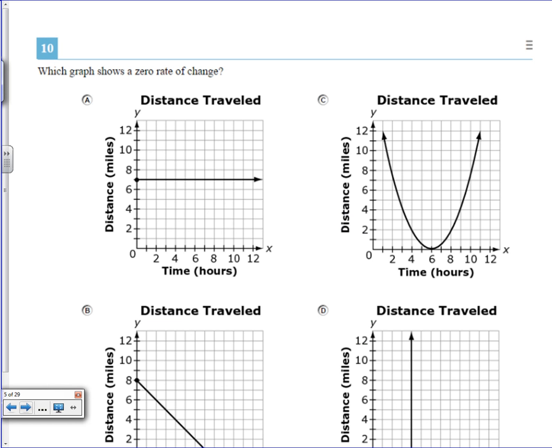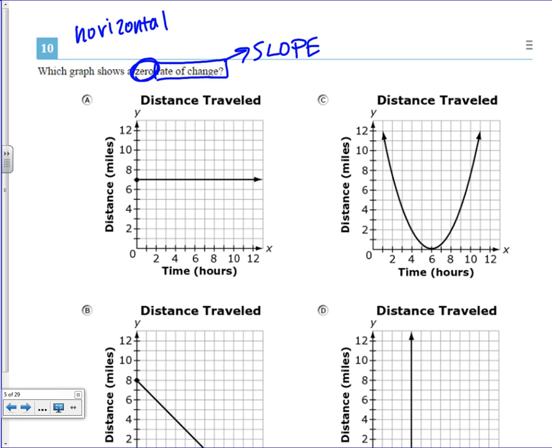Okay, which graph shows a 0 rate of change? Well, we just talked about what rate of change means. Rate of change means slope. So I need something that shows 0 slope, meaning it's not going up or down at all. I don't know if you remember us talking about this, but I talked about how the word horizontal has a Z in it, and 0 starts with a Z. So a horizontal line has 0 slope or 0 rate of change, which means this answer would be A.